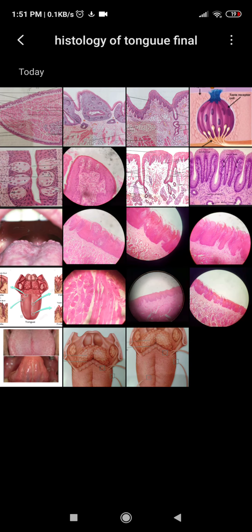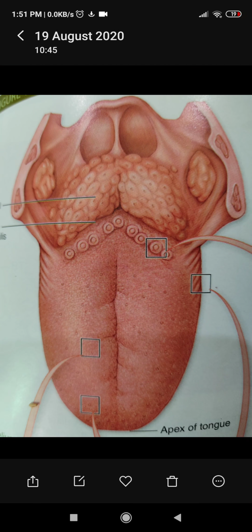Now, first of all, before going into the histological features of the tongue, we will see some of the gross features. You all know by your knowledge of gross anatomy in the region of head and neck that the tongue has got two surfaces, the ventral surface and the dorsal surface. Now shown in this picture is the ventral surface.